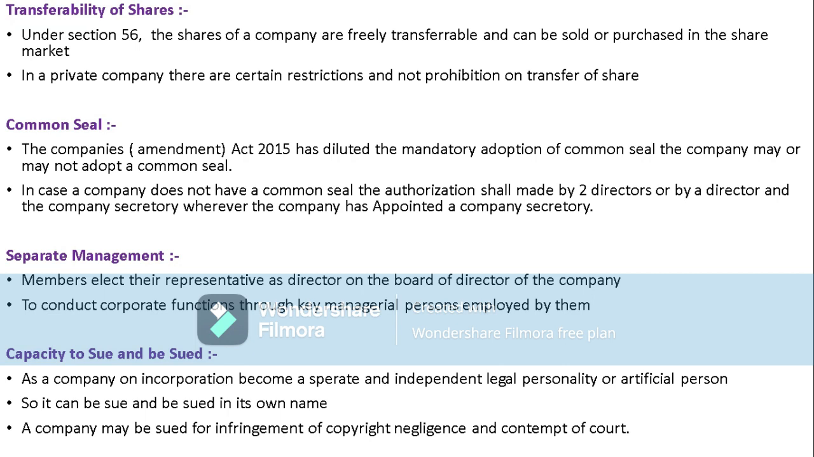For example, if any shareholder dies, we have to transfer those shares to their legal heirs. If it is a public company, there is no issue, they can easily transfer. But in a private limited company, there are certain restrictions. So we can see only restrictions but not prohibition. I think you understand.